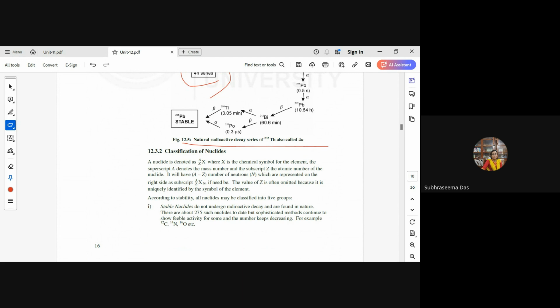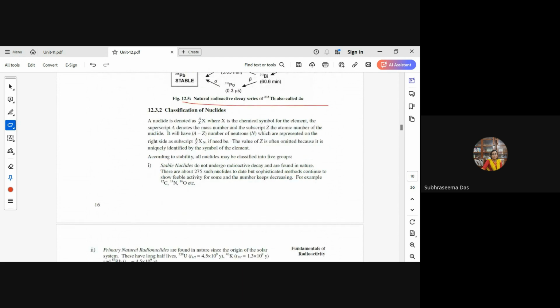Then, the classification of nuclides. A nuclide is denoted as X with superscript A and subscript Z, where X is the parent element, the superscript A denotes the mass number, and the subscript Z denotes the atomic number. This element X has a number of neutrons equal to A minus Z, which is represented by N, and overall it can be represented like this.